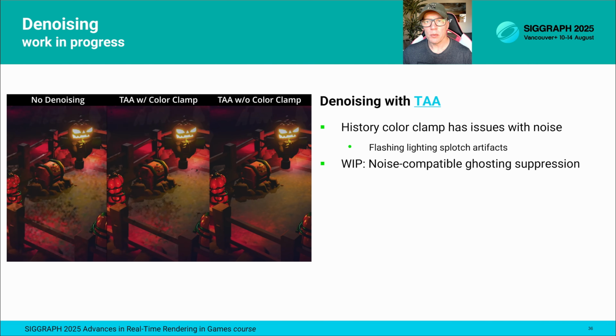So we need either to make the color clamping more compatible with the noisy input, find alternative ghosting suppression techniques, or provide input data that better suits TAA, or a combination of these approaches. This is still an active area of R&D for us.